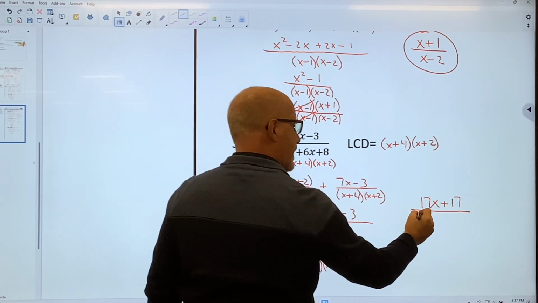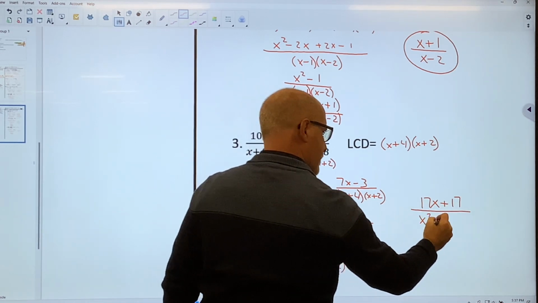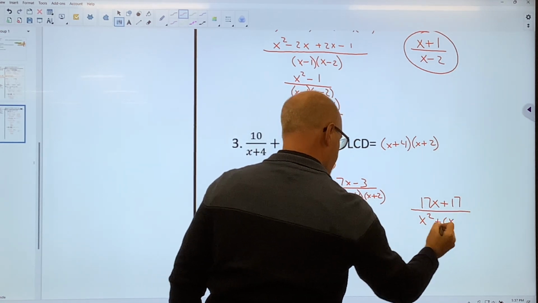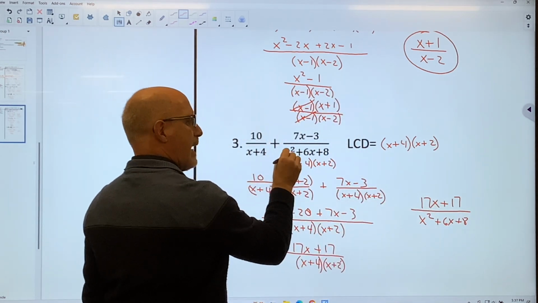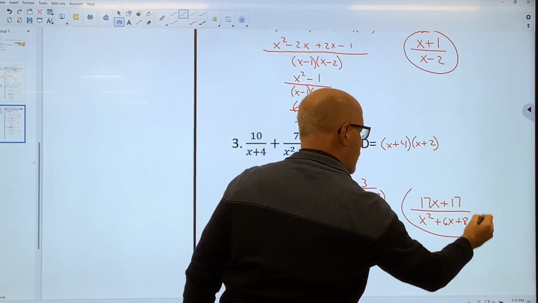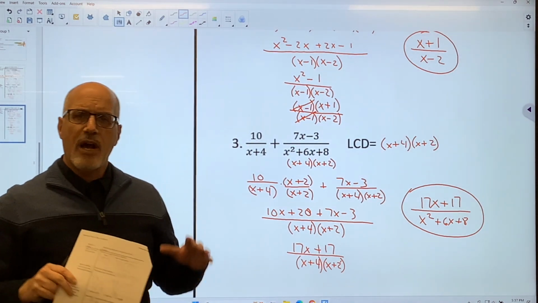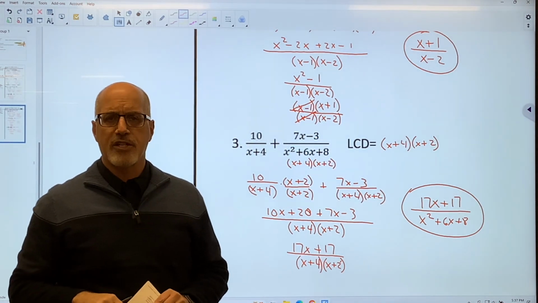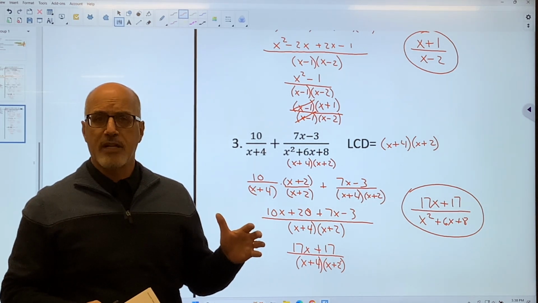In the bottom I get x squared plus 2x plus 4x is plus 6x, and then plus 8. It's that original denominator we had in the second fraction. We multiply it back out. So that's our answer. So now when we add and subtract fractions, the rational expressions, you have to make sure you get a common denominator.